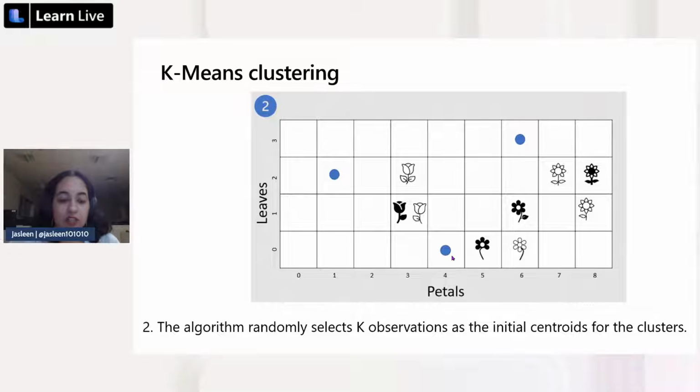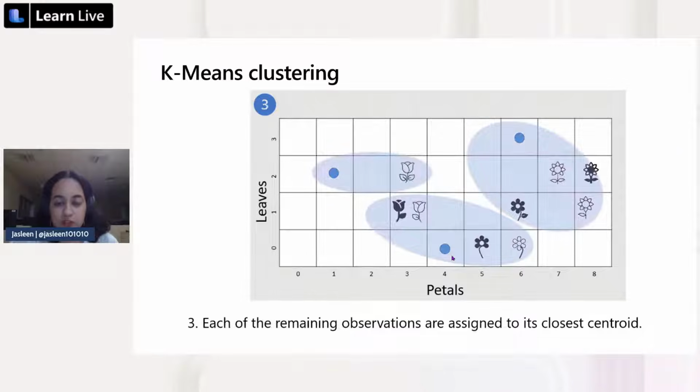So obviously, the next step is the remaining observations. How are the remaining observations assigned to a particular cluster? In this case, we have flowers over here, and we have three centroids, as you can see on the screen. This is basically done using Euclidean distance. From the centroids, the distance of every single data point is calculated, and the one which has the shortest distance is grouped into that particular cluster.